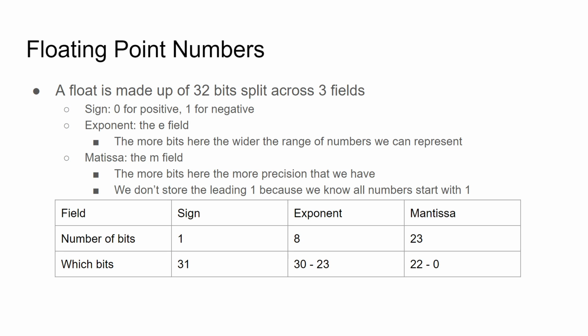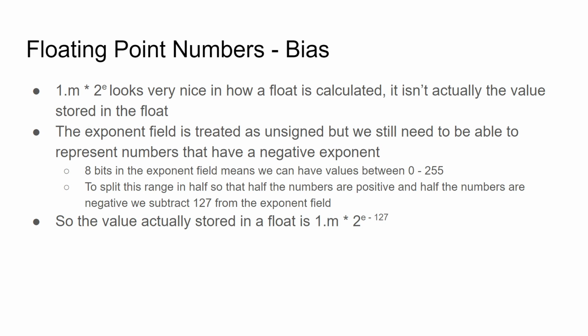If you go to a double, the double is basically the same representation as the float, but they've just expanded the size of the field. So there's more bits for the exponent, there's more bits for the mantissa. So 1.m times 2 to the e looks really nice in how a float is calculated, but that's not really how it works.